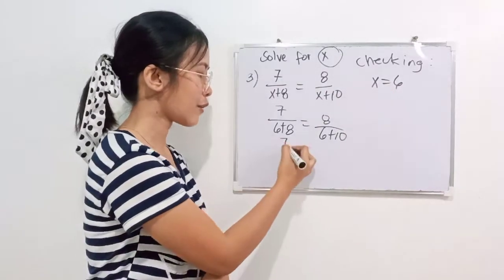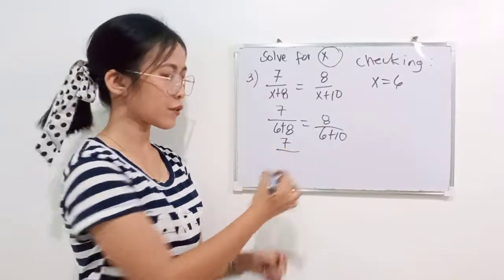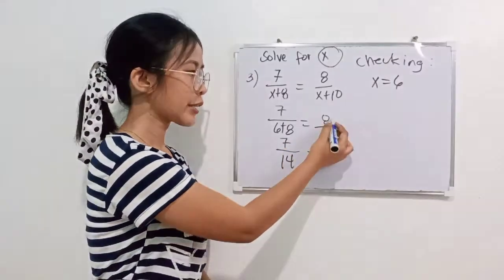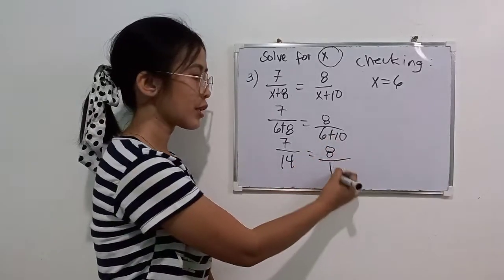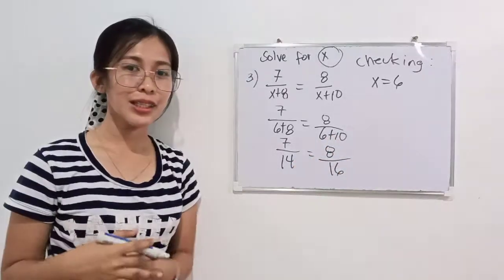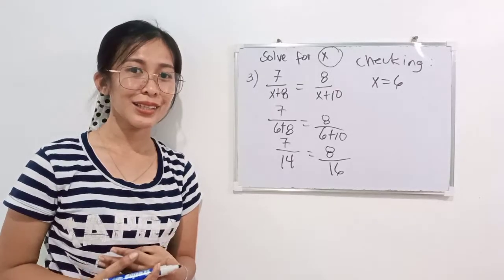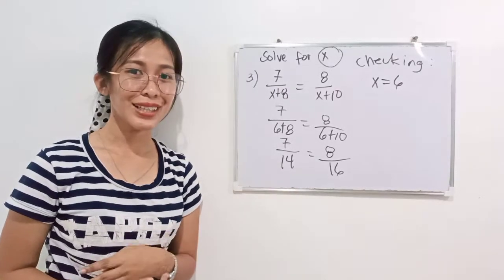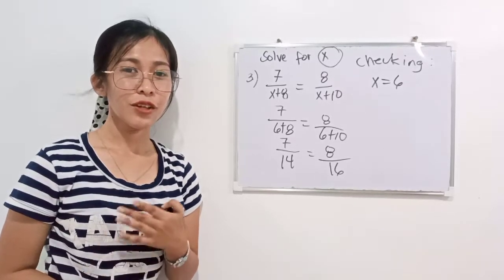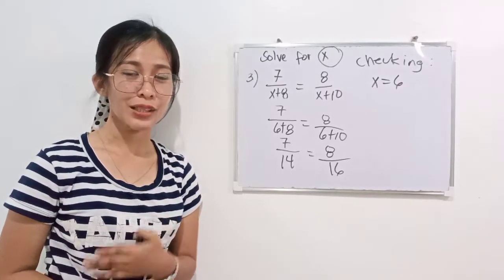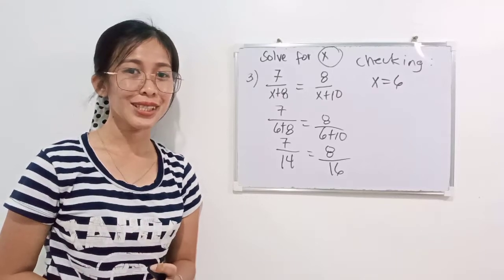And then, we have 7. 6 plus 8 is 14. And then, 8. 6 plus 10 is, of course, 16. Okay, are they similar? Not yet, kasi hindi pa sila parehas ng itsura. But, they are similar. How? What are we going to do next? We are going to simplify them by reducing to lowest term.